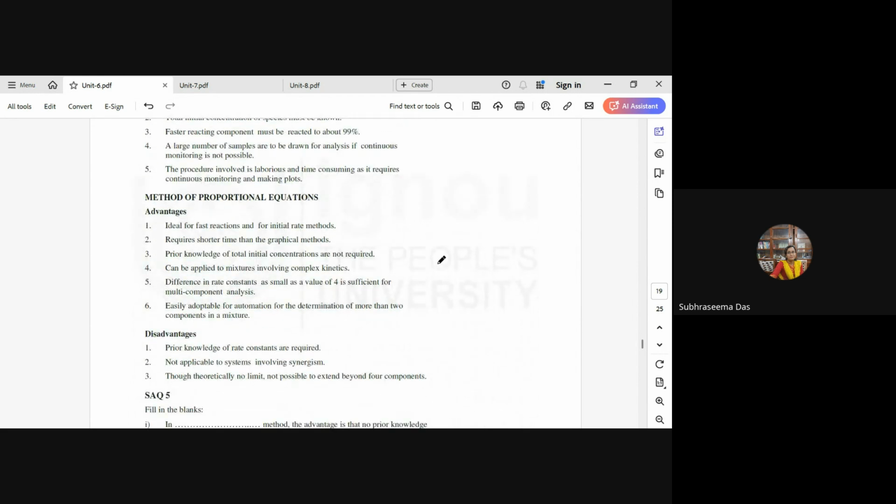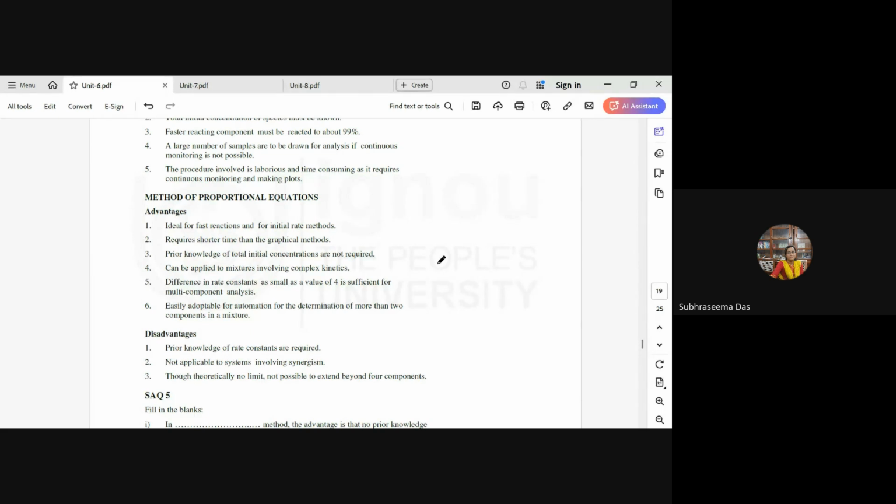Then coming to the method of proportional equations, the advantages are that they are very much ideal for fast reactions and initial rate methods. They require shorter time than the graphical methods. Prior knowledge of total concentrations is not required. They can be applied to mixtures that involve complex kinetics.